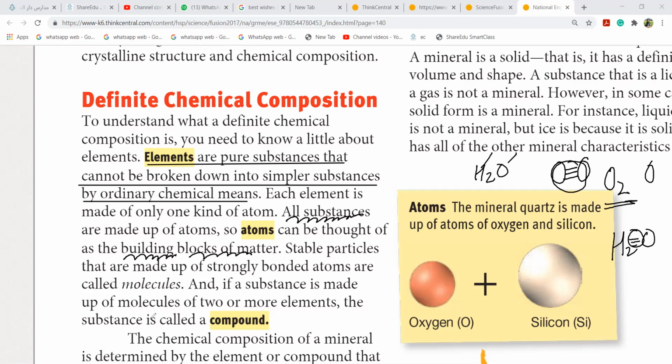And if a substance is made up of molecules of two or more elements, this is called a compound.